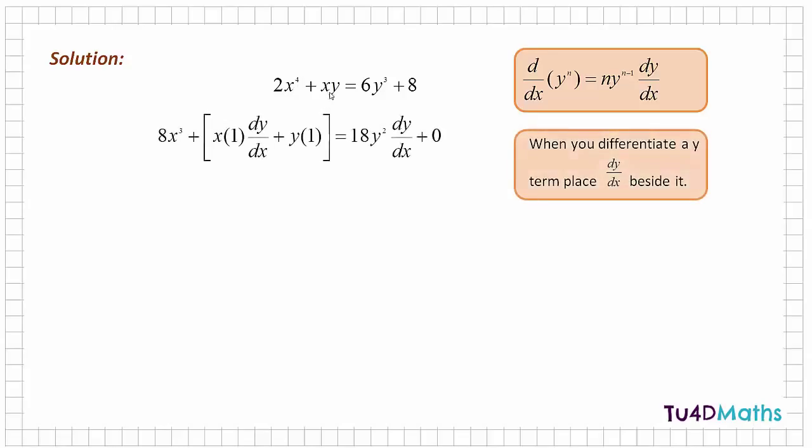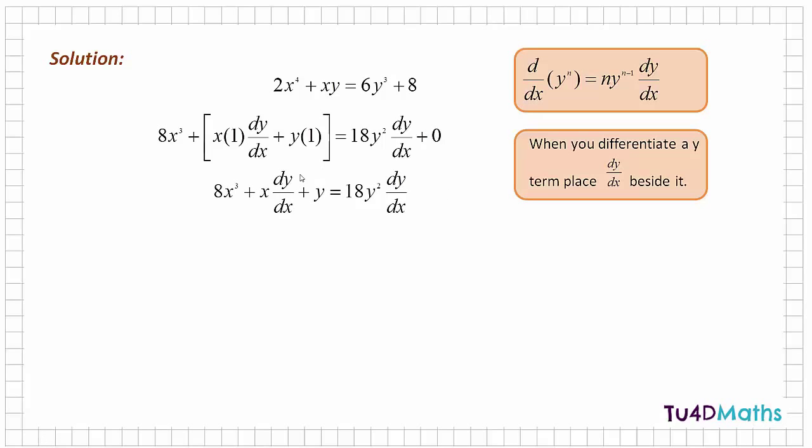But when we differentiate x times y, this is considered a uv type expression. So it'll be u, x, times y differentiated. And when we differentiate y with respect to x, we get 1, and we put dy/dx beside it, plus v, which is the y term, times x differentiated. Differentiate x, we get 1. And on the right hand side, if we differentiate 6y cubed, we get 18 times y squared, and we write dy/dx beside it. Differentiate 8, which is just a constant, we get 0.